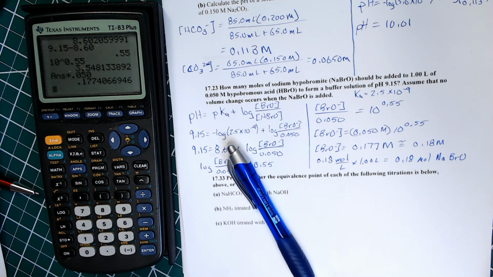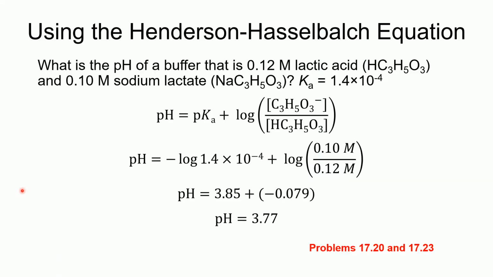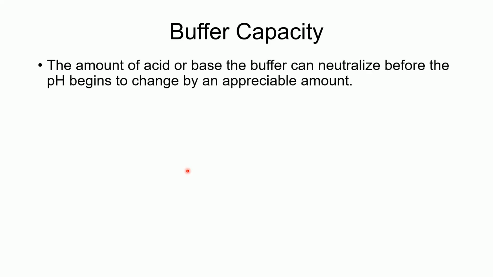Now, before we finish up this section, there's a couple of other little details that I want to show you guys before we move on to talking about titrations. So let's switch back over to the presentation. And we're going to look at something that we refer to as buffer capacity. And buffer capacity is how much acid or base you can add to a buffer before the pH starts to change by a significant amount.